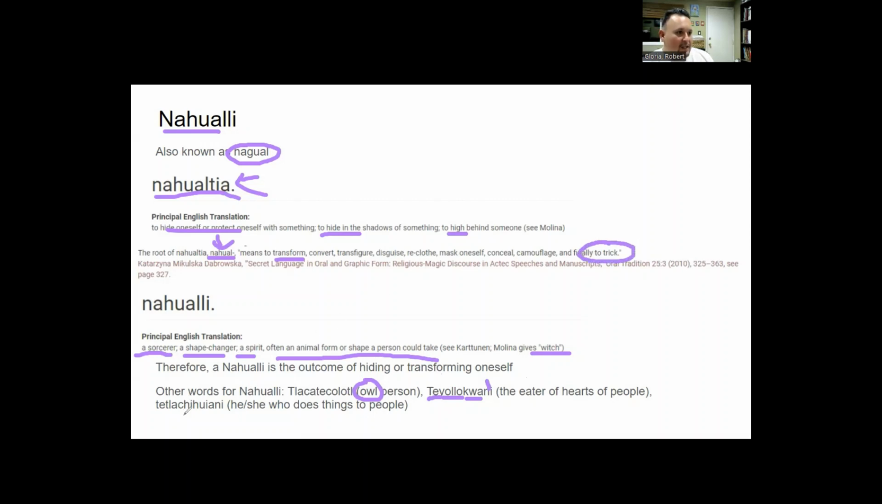The other one is te tlachi uyani, which means he or she who does things to people. So we can see a similar construction here. You have the te, that's the people part. The tla is something. The ni part is someone who does that thing. And then here's the verb in the middle.